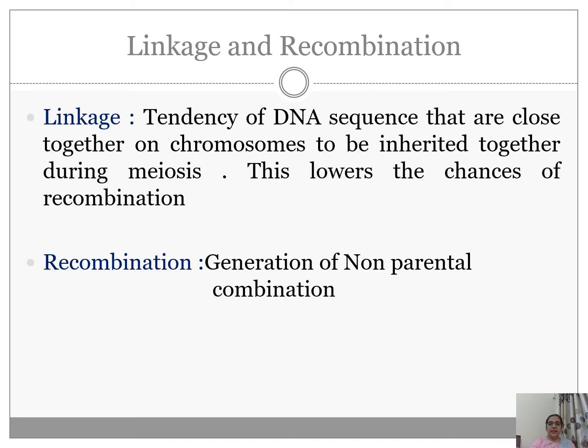Linkage: the tendency of DNA sequences that are close together on chromosome to be inherited together during meiosis is called linkage. This lowers the chance of recombination. And recombination is generation of non-parental combination in the offspring.